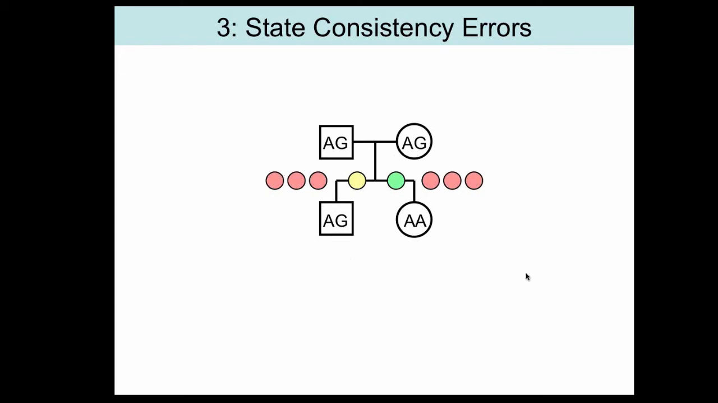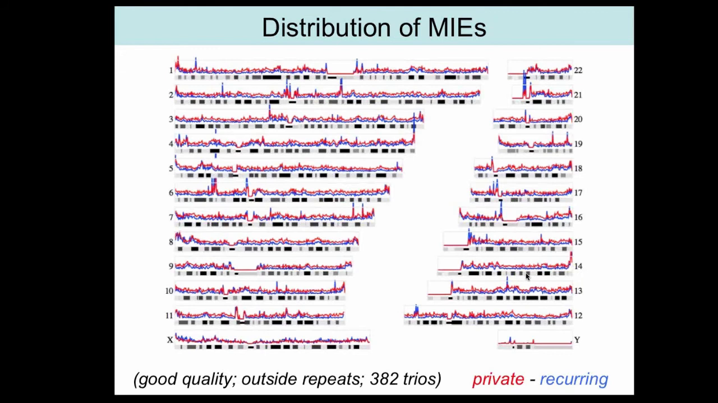Having all these different types of errors, we can look now at the distribution throughout the genome. We can see, for example, that when comparing a large number of trios and simplifying the problem by taking only good quality variants outside repeats, the distribution of Mendelian inheritance errors is really non-uniform throughout the genome.